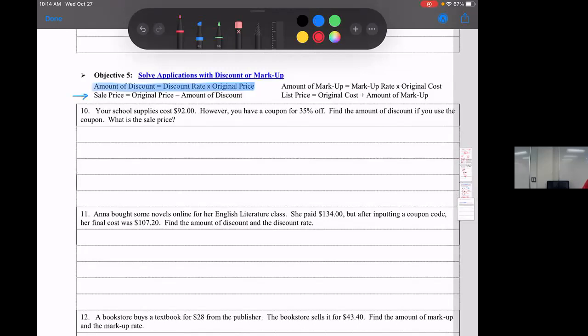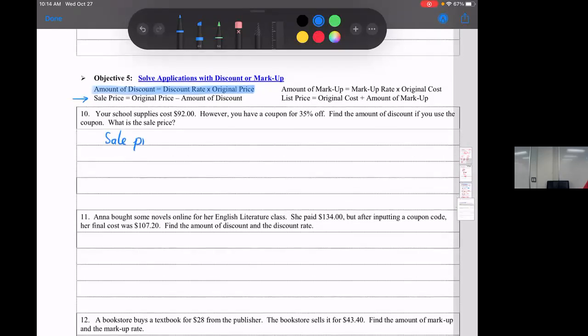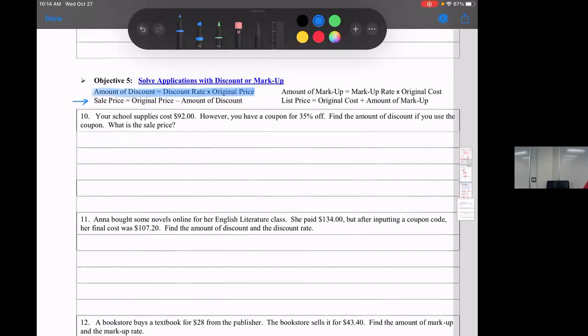Your school supplies cost $92. However, you have a coupon for 35% off. Find the amount of discount if you use the coupon. What is the sale price? So sale price is equal to what? The original price minus the discount amount.